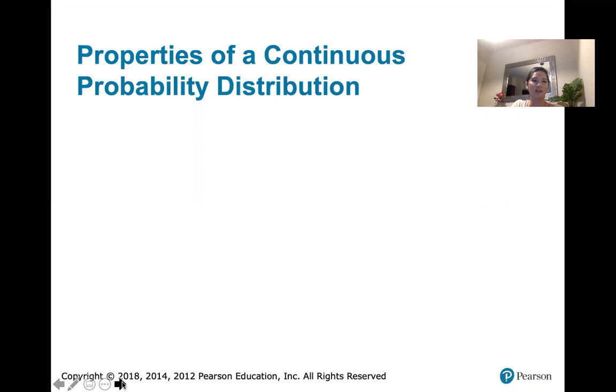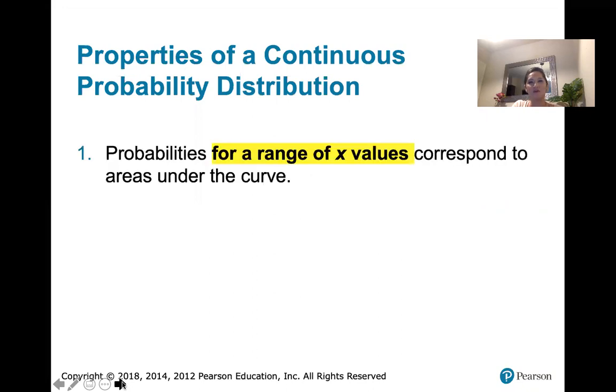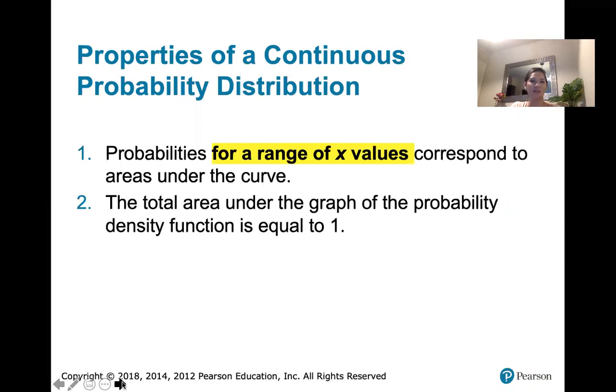Now just recall that probabilities for a range of x values correspond to areas under a curve when you're dealing with continuous probability distributions. And the total area under the graph of that probability density function is always equal to 1 for a continuous probability distribution.